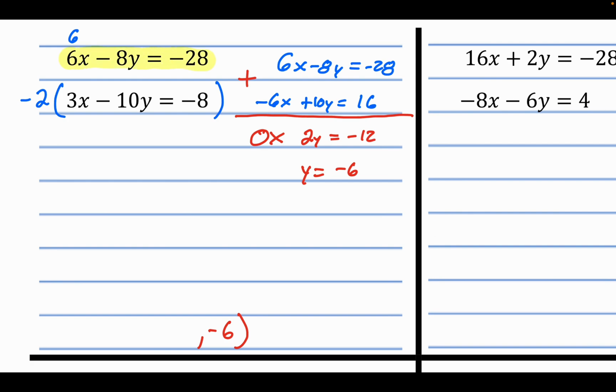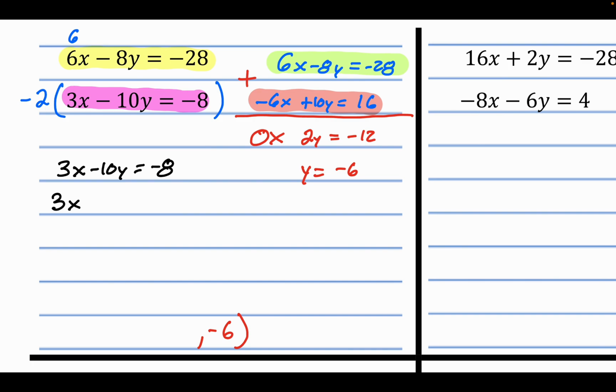Picking one of our equations, maybe the original, or maybe one of the new equations. Doesn't matter which one. We just make a choice. I probably would pick the original bottom left. It appears to be the easiest.